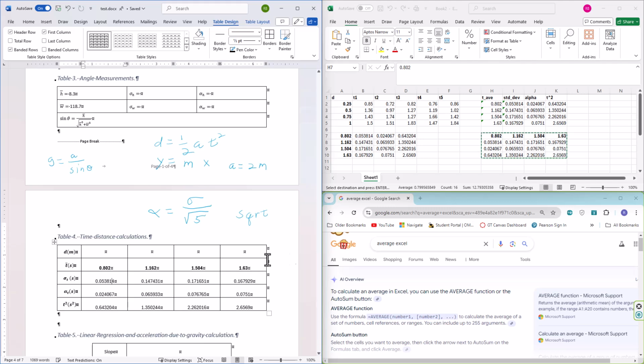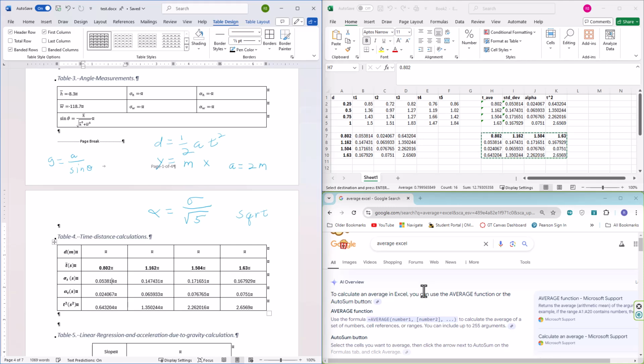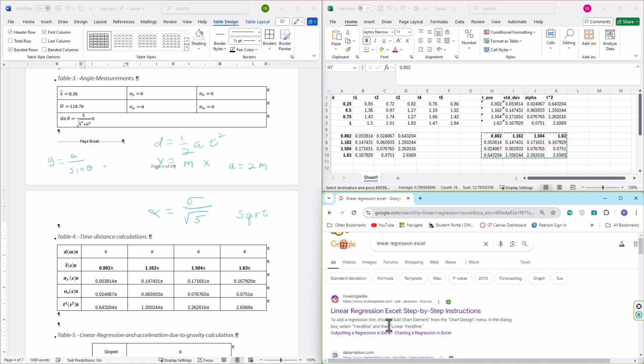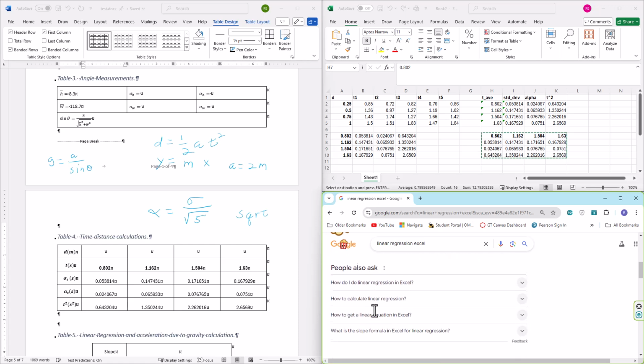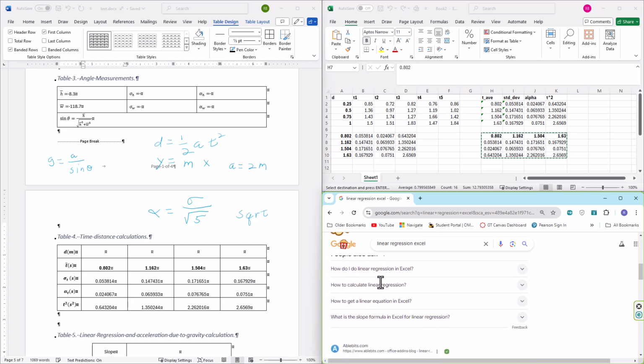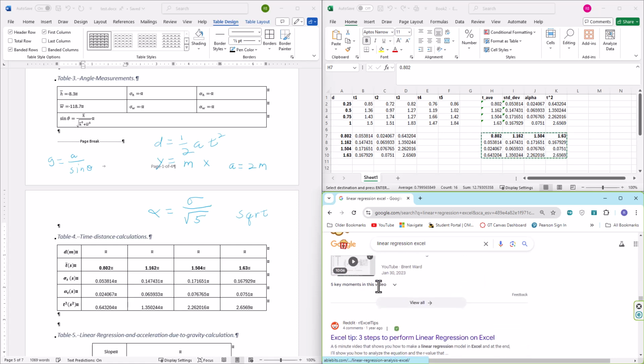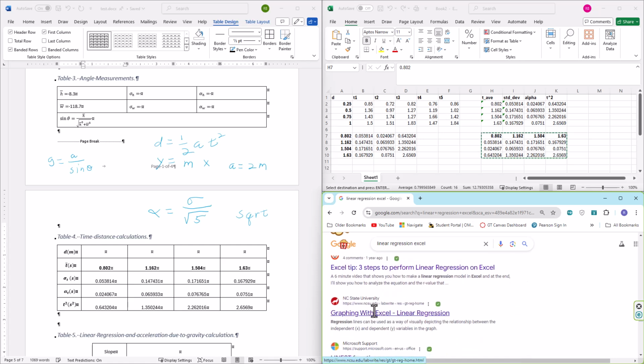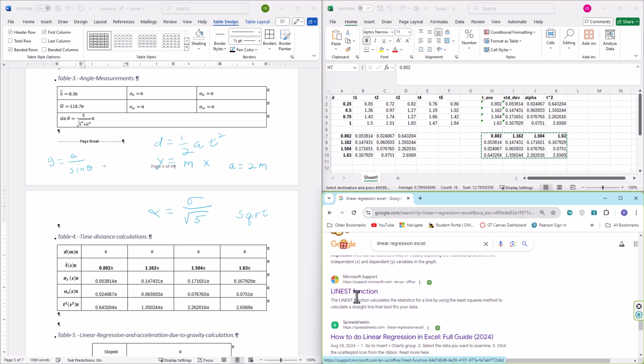Okay, now the next thing that we need to do is a linear regression. Once again, if you're not too sure how to do that, you can always type in linear regression Excel. There it is. Okay, it will give you some ideas. This basically is doing it, we're going to do it this way anyways, but what I'm looking for is essentially an approach that tells me how to use the command LINEST right there. This one also, if you go on down, you will actually find that. Fortunately, I already know how that works, so let me go ahead and knock that out.